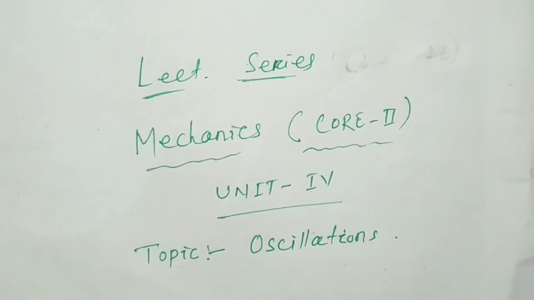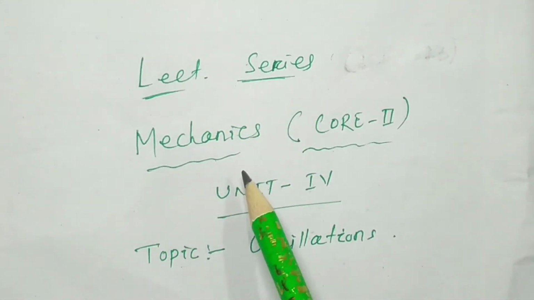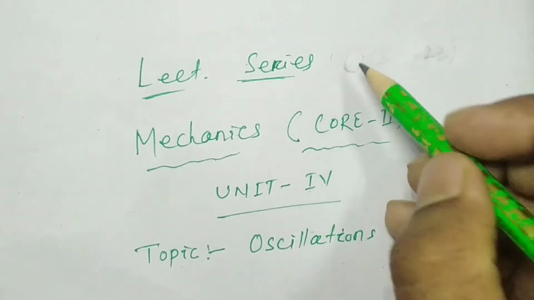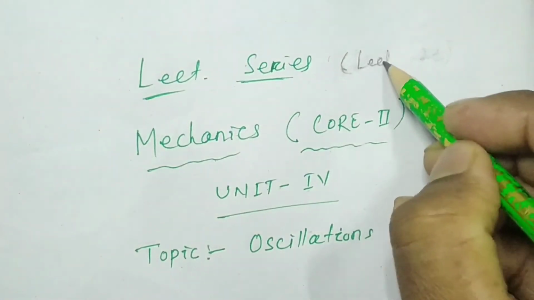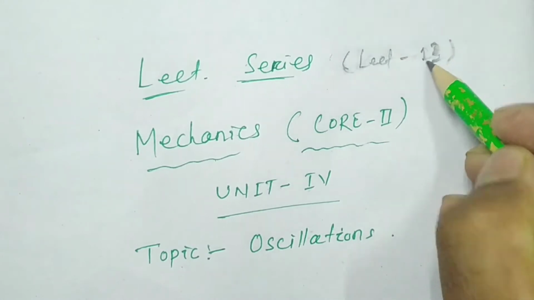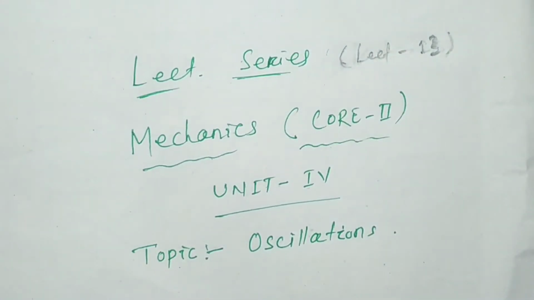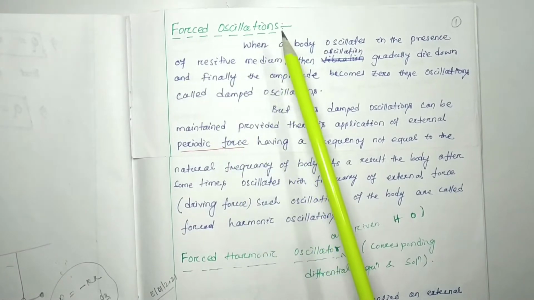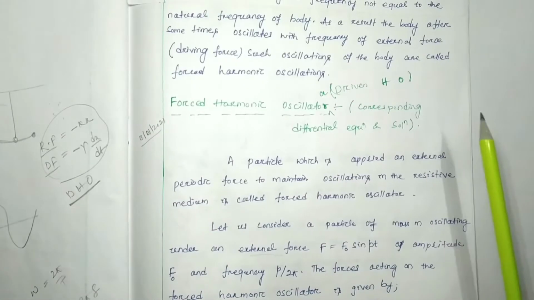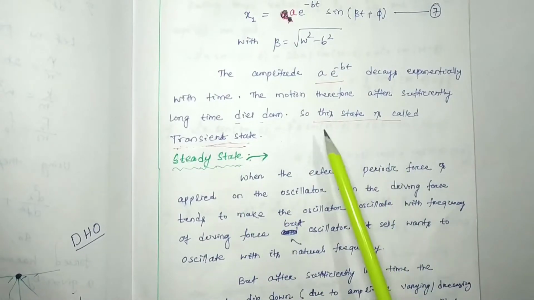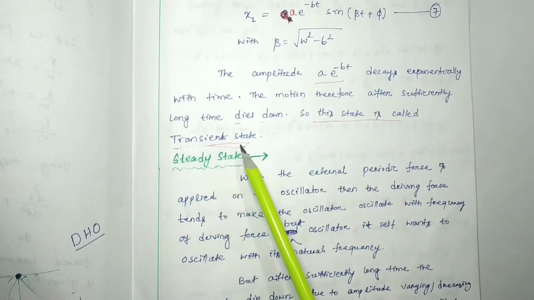I welcome you all to our lecture series on mechanics, that is your core paper 2, and we are discussing unit B, that means unit 4, and the topic is oscillations. This is our lecture number 13. In our last class, lecture number 12, we started to discuss forced oscillations. In detail we discussed up to the transient state.